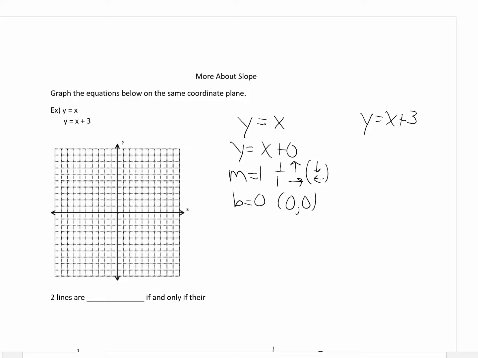So let's graph this. Start at (0, 0). I'm going to go up and to the right 1, or I'm going to go down 1 and to the left 1. Connect the dots.